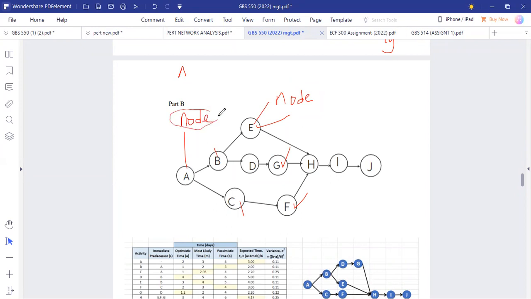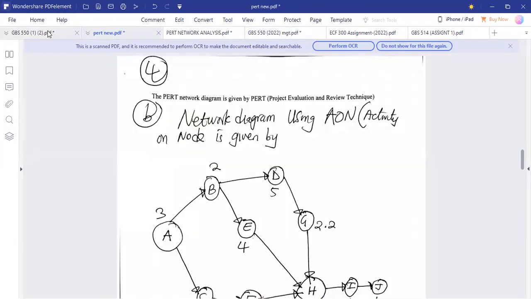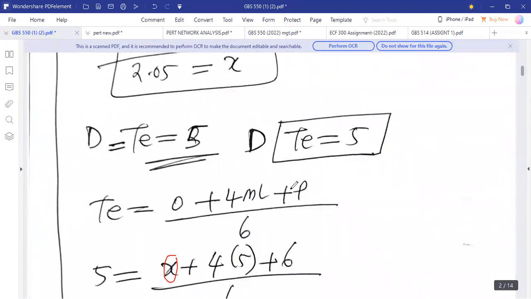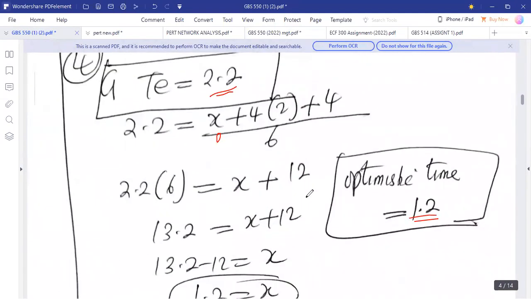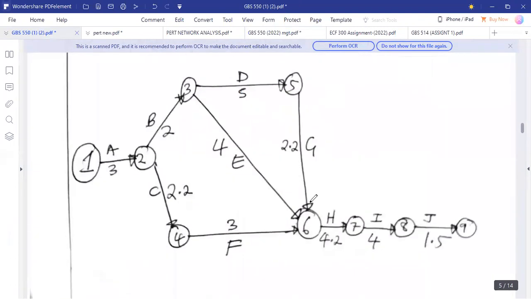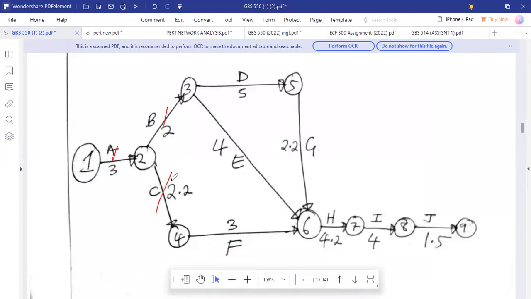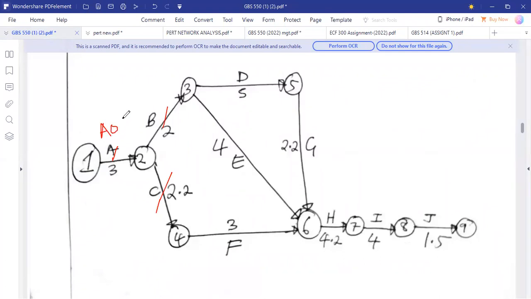Okay, so we can also do the other one. We have activity on arrow. Okay. So activity on arrow is done this way. All right. So activity on arrow can be drawn in this way, where we have here. So this is an activity on arrow. So when A has completed, that's when B and C can start. This is activity on arrow. This is activity on arrow. So this is what we have as activity on arrow.